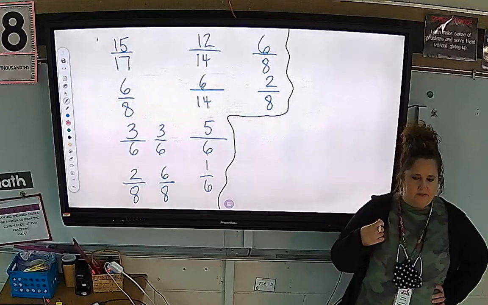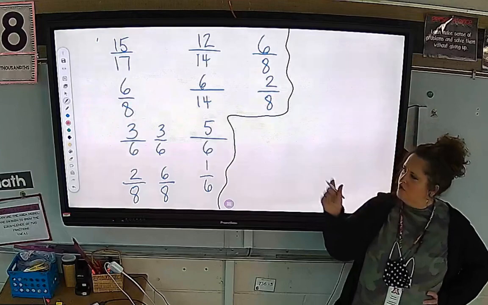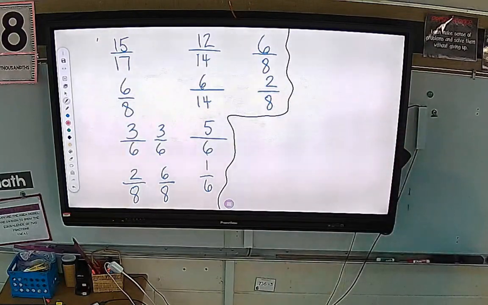Give this some thought. This may take us a little more thinking. Choose a fraction that you think you can divide evenly by the same number on the top and the bottom, the numerator and denominator. Just give it a try. If it doesn't work, erase it and pick another one.